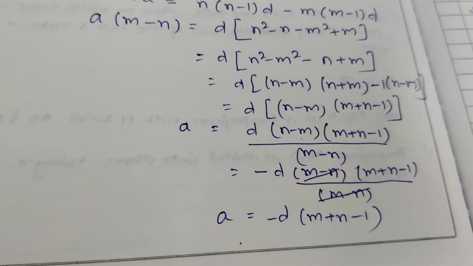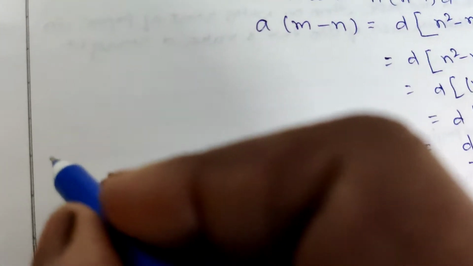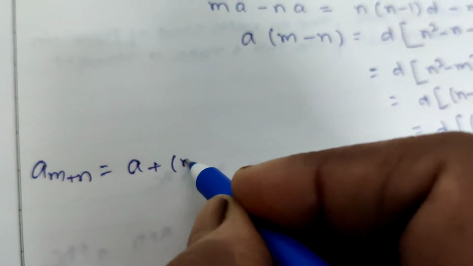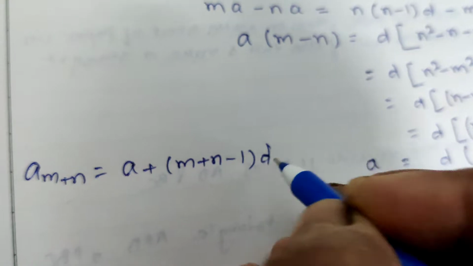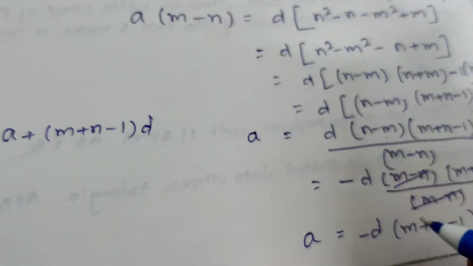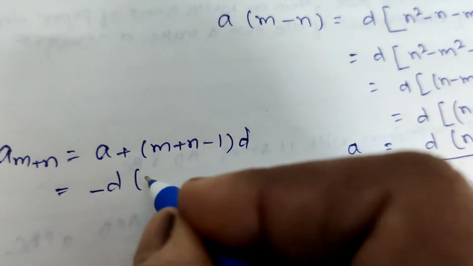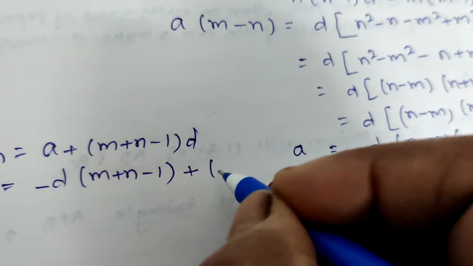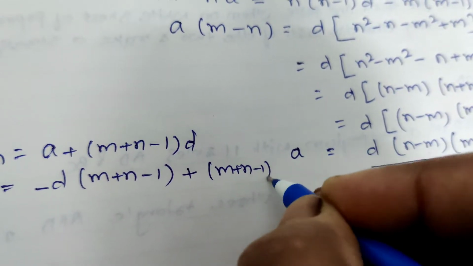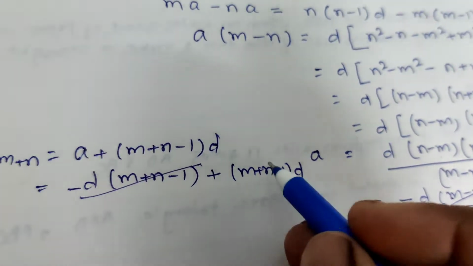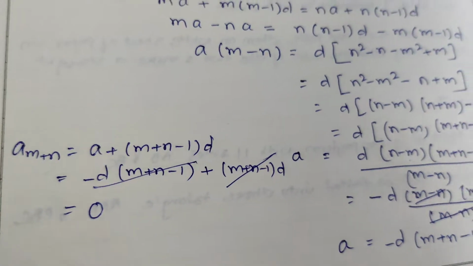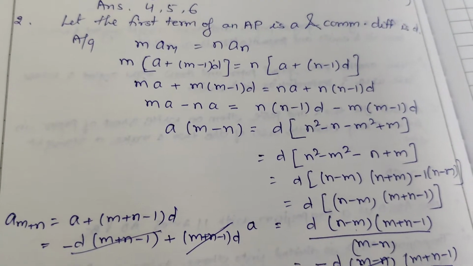We have to find the value of the m plus nth term. I am solving here. The formula is a plus m plus n minus 1 into d. Just put the value of a. The value of a is minus d times m plus n minus 1, plus m plus n minus 1 into d. The same terms cancel. The m plus nth term is equal to 0. Answer is 0.